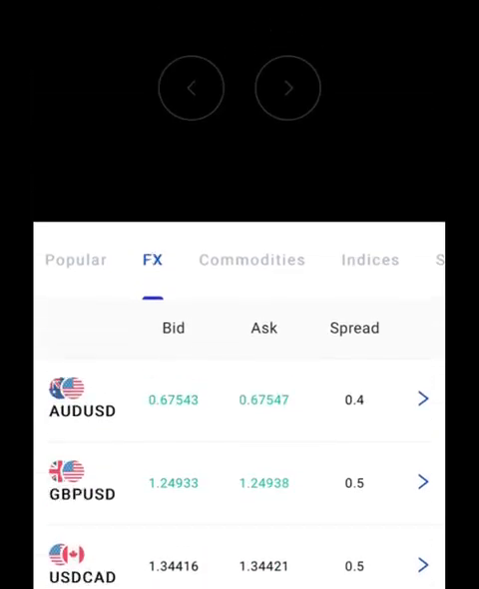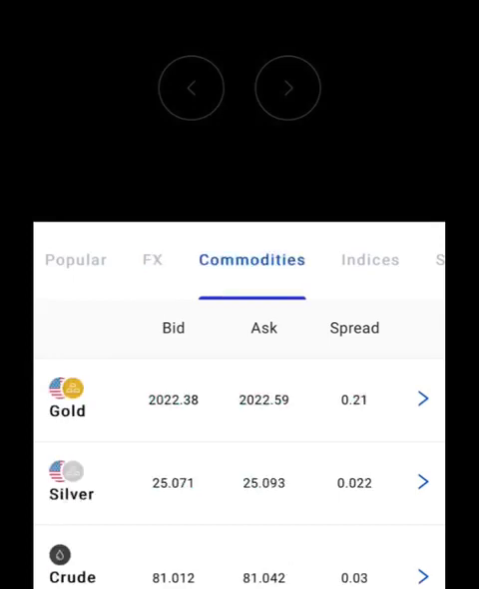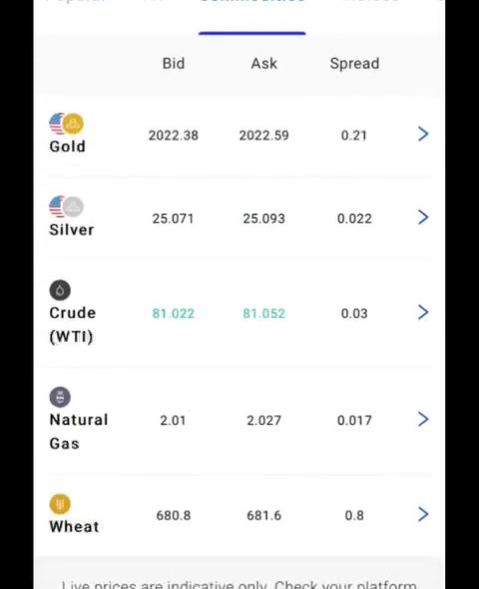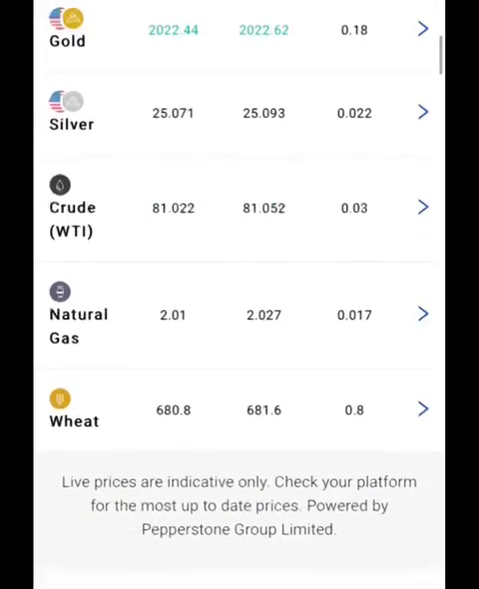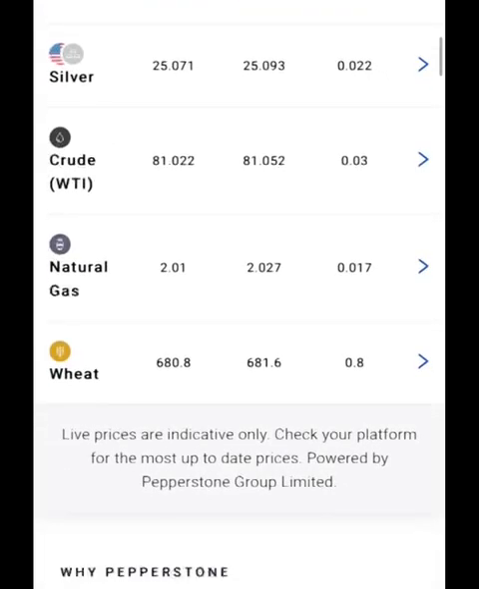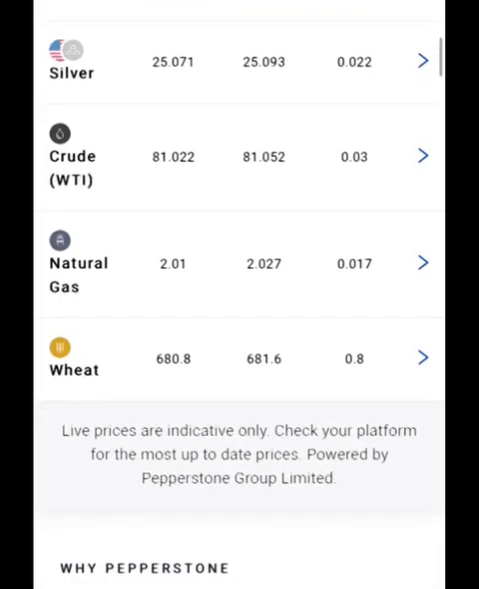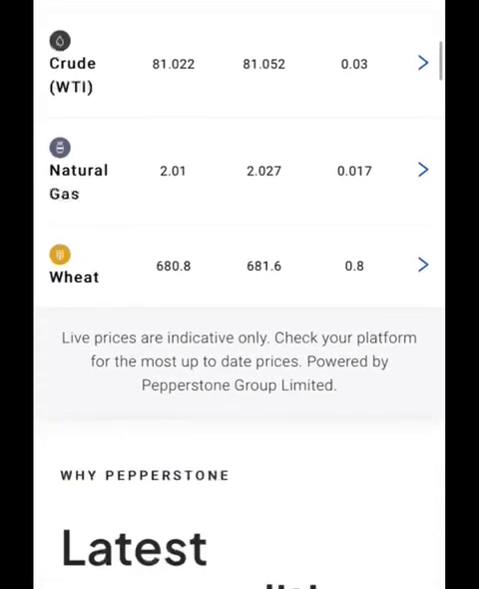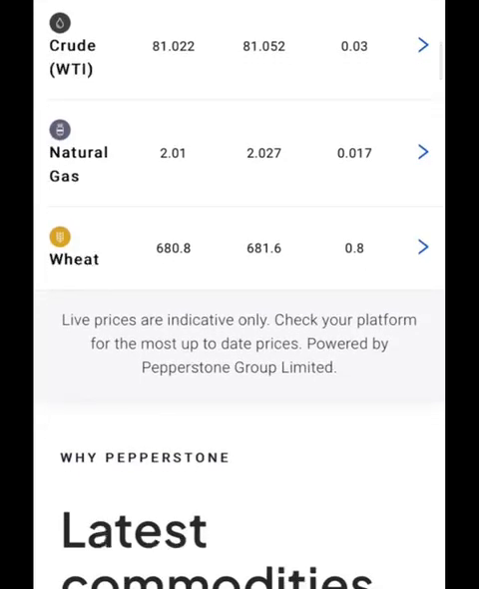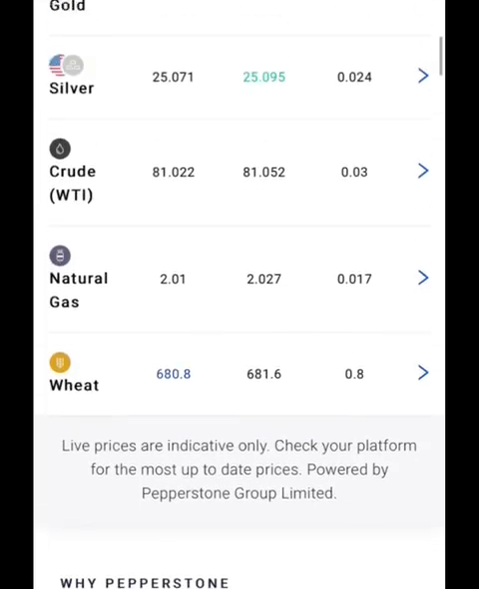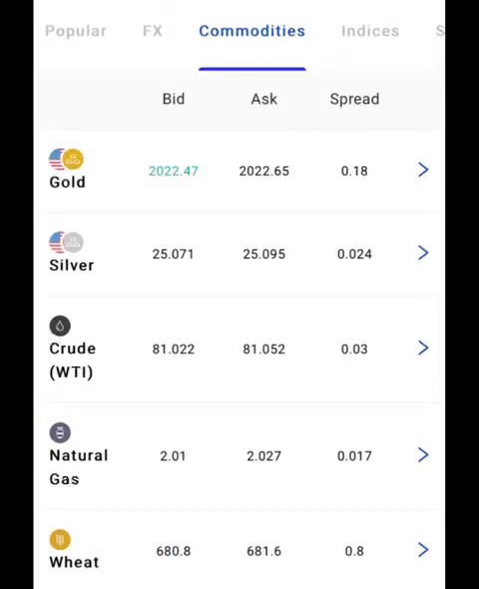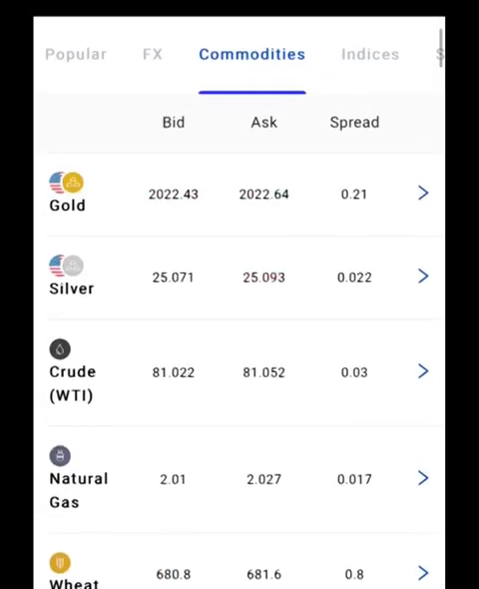Let's go over and check out the commodities. For the commodities they have gold, silver, crude, which is WTI in short form, and they also have natural gas and wheat. Right here is a real live chart for the commodities market.